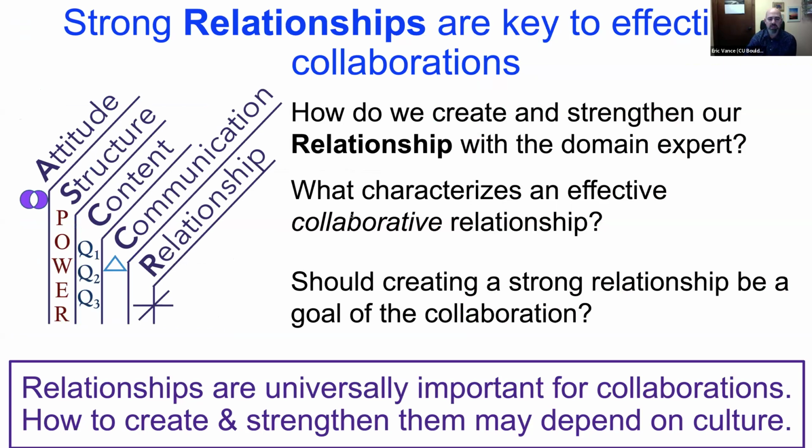And moving to the final aspect of the framework, the ASCCR framework, is relationships. So, we are still thinking about different models for improving relationships, what characterizes a collaborative relationship. And I believe that creating a strong relationship should be a goal of the collaboration. Just like helping them with statistics is a goal, creating a strong relationship is also an end goal of the collaboration, right? Just like reading to my children, my goal is to help them learn to read and create a strong relationship. So relationships are universally important, but how to strengthen them may depend on culture.